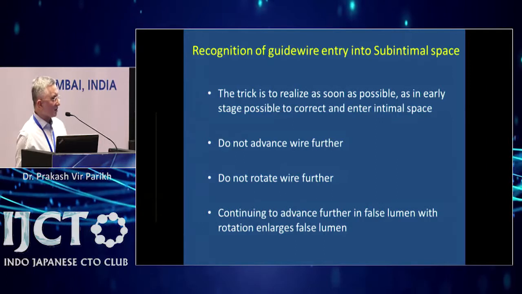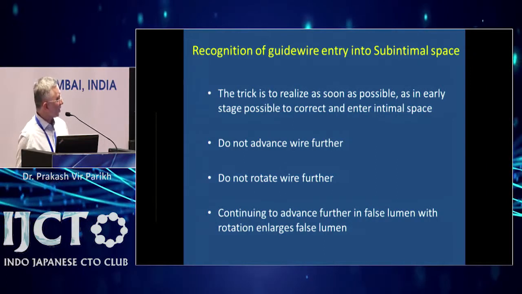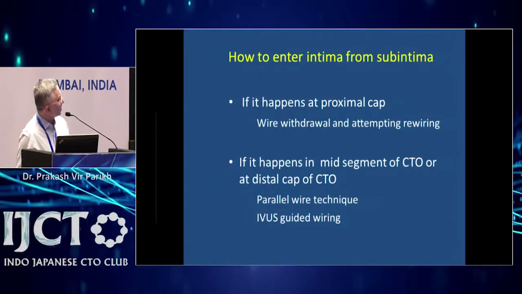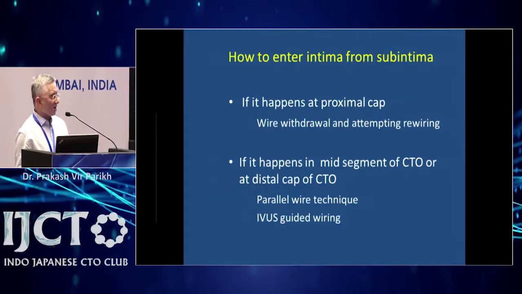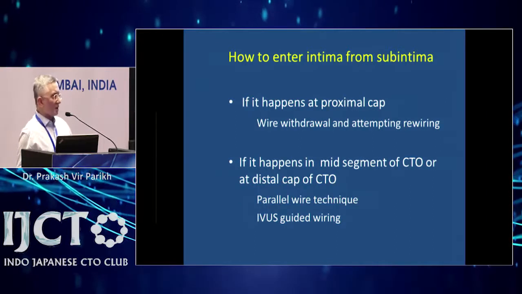Once you are in the subintimal space, don't advance the wire further, don't rotate further. If you continue to rotate and advance, you will enlarge the false segment further. And how to enter the intima? If your wire is in the subintima, you have identified that you are in the subintima, then how do you enter the intima again?